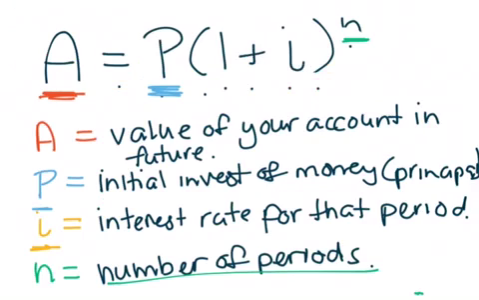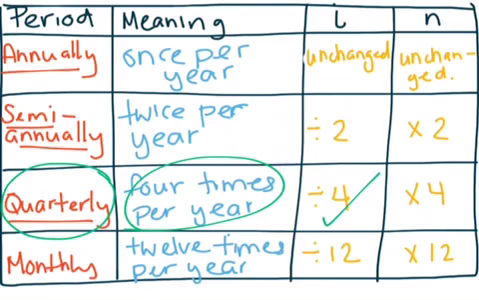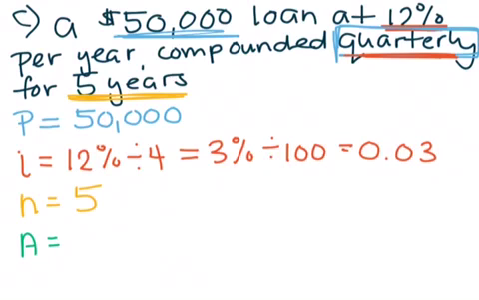We're dealing with quarterly this time, which you know means 4 times per year. Interest rate, yes, we divided by 4. But what do I have to do with N? I have to multiply it by 4. So back at our question, I'm going to times this by 4. 5 times 4 is 20. So I know N equals 20.